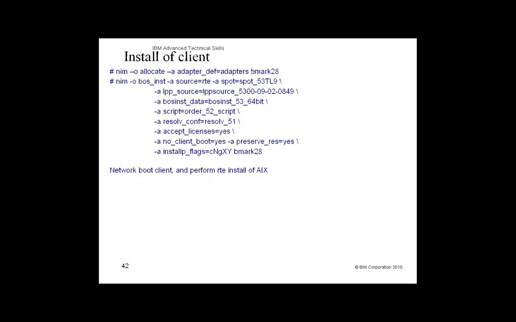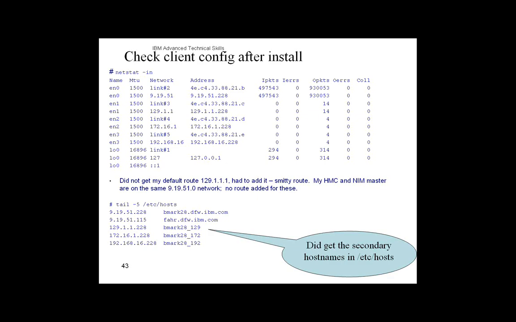Client is booted, he's up and running. I went in and I looked at netstat -in. Yeah, all the interfaces are configured. Didn't get my default route that I was looking for on en1. I had to add it. I'll have to look at that, why I didn't get it. In /etc/hosts, I got all the secondary addresses and secondary host names added accordingly.